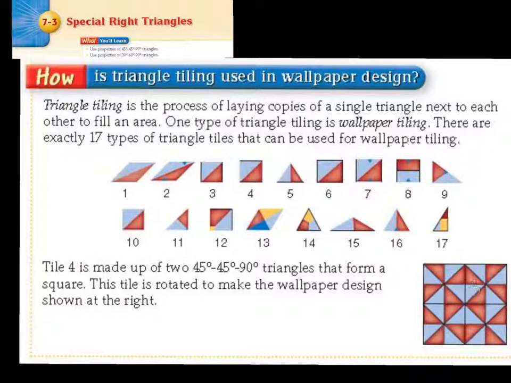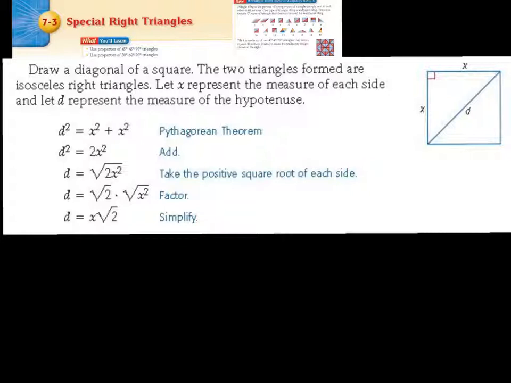If we draw the diagonal of a square, they labeled that D, the two triangles formed are isosceles right triangles. Here's our right angle, and these two sides have to be the same. Let x represent the side and d represent the measure of the hypotenuse. We can use the Pythagorean theorem. D squared equals x squared plus x squared, so 2x squared.